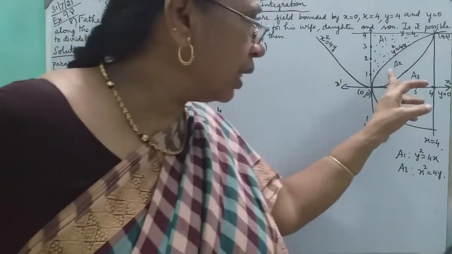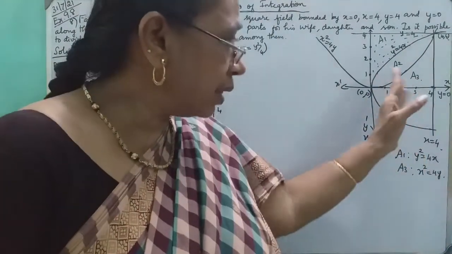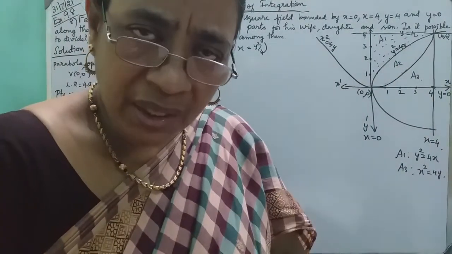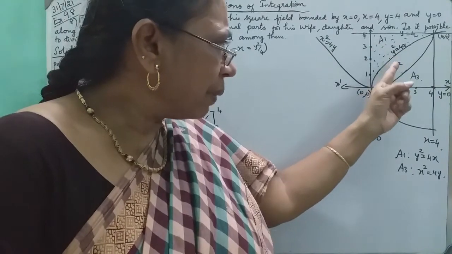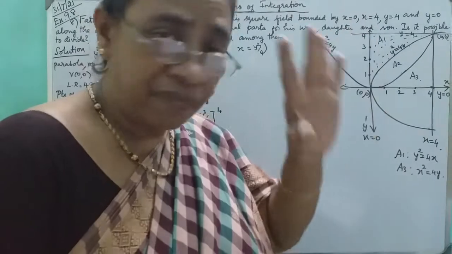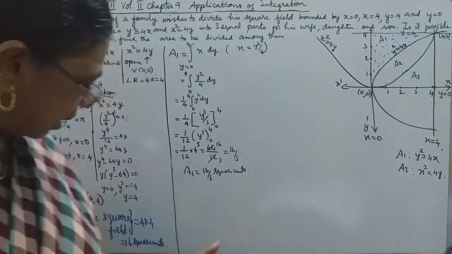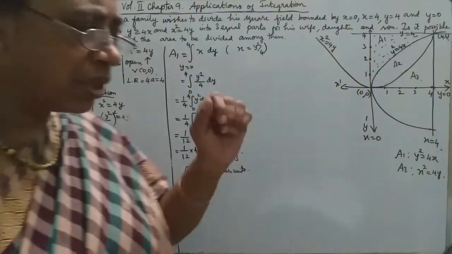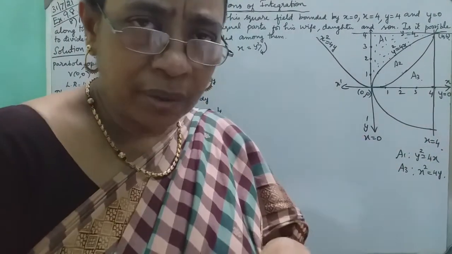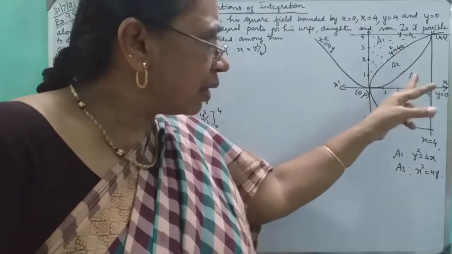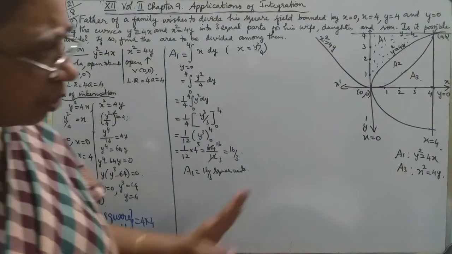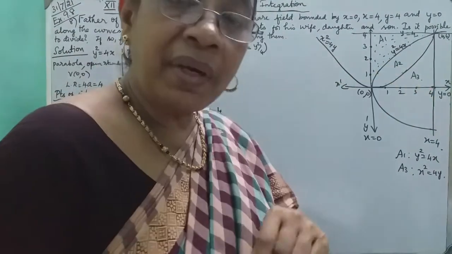And now we have to tell A2 is also 16 by 3, A3 is also 16 by 3. Do you think that all the three should be found? Not necessary, because A1 plus A2 plus A3 is nothing but the whole square, that is the whole field, isn't it? So that area is given as 16 square units. So why should we find all the three? Better we find two things, and the third one will be got by subtracting A1 and A3 from the total area, namely 16 square units. Understand? So instead of finding A2, why don't you find A3 first?